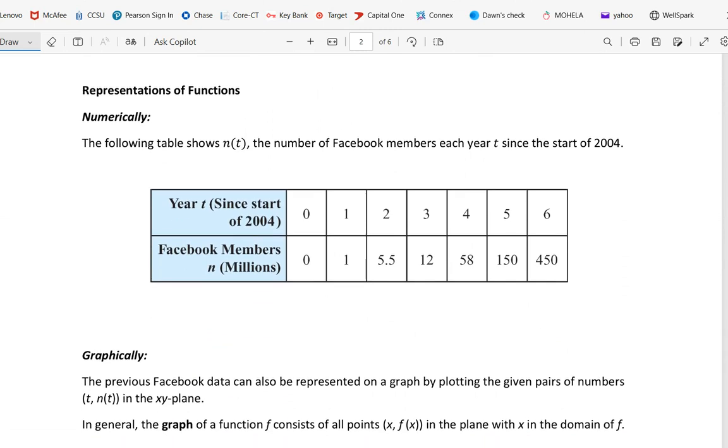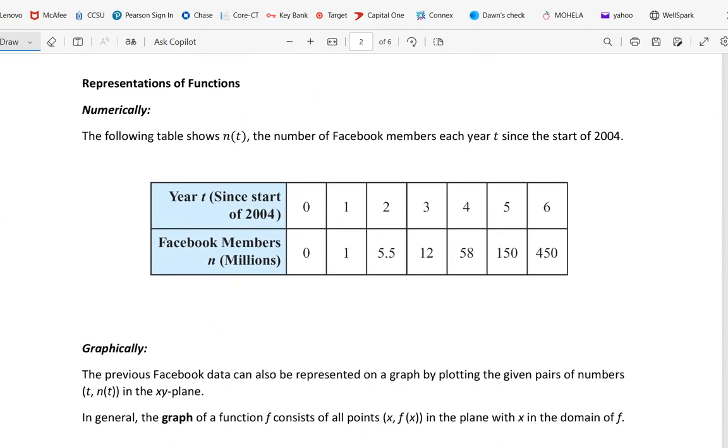We can represent functions in a number of different ways. We could just give a table. We could represent it numerically using a table. Here's a table that looks at Facebook. I know that most of you are younger than I am, and we consider Facebook to be old person social media. But in 2004, when Facebook started, they started with 0 members, and this is in millions. A year later, they had 1 million members. After 2 years, in 2006, 5.4, and you can see the growth.